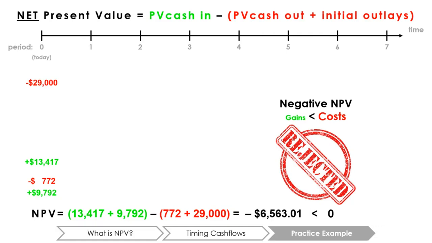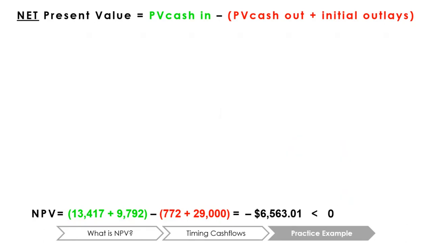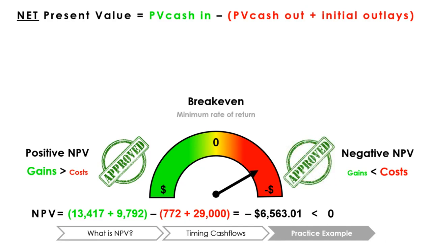If we take on this project, the value of our company is expected to fall by $6,563. The share price will fall accordingly as well. Perhaps this strange corn dream is not as amazing as we thought. Because the aim of an investment is to increase shareholder wealth, as a general rule, we should accept any project with a positive NPV. Of course, the company may have strategic reasons for taking on an investment with a negative NPV, such as complying to government regulations or protecting the environment.